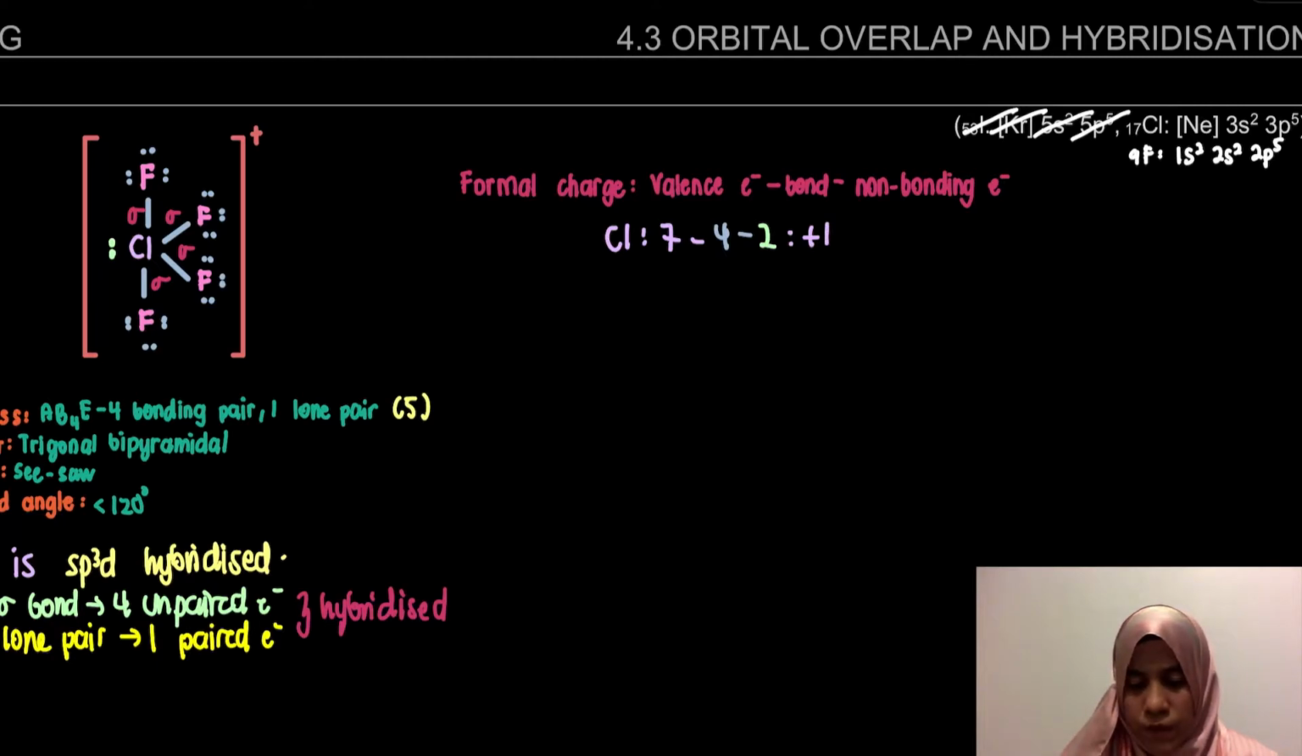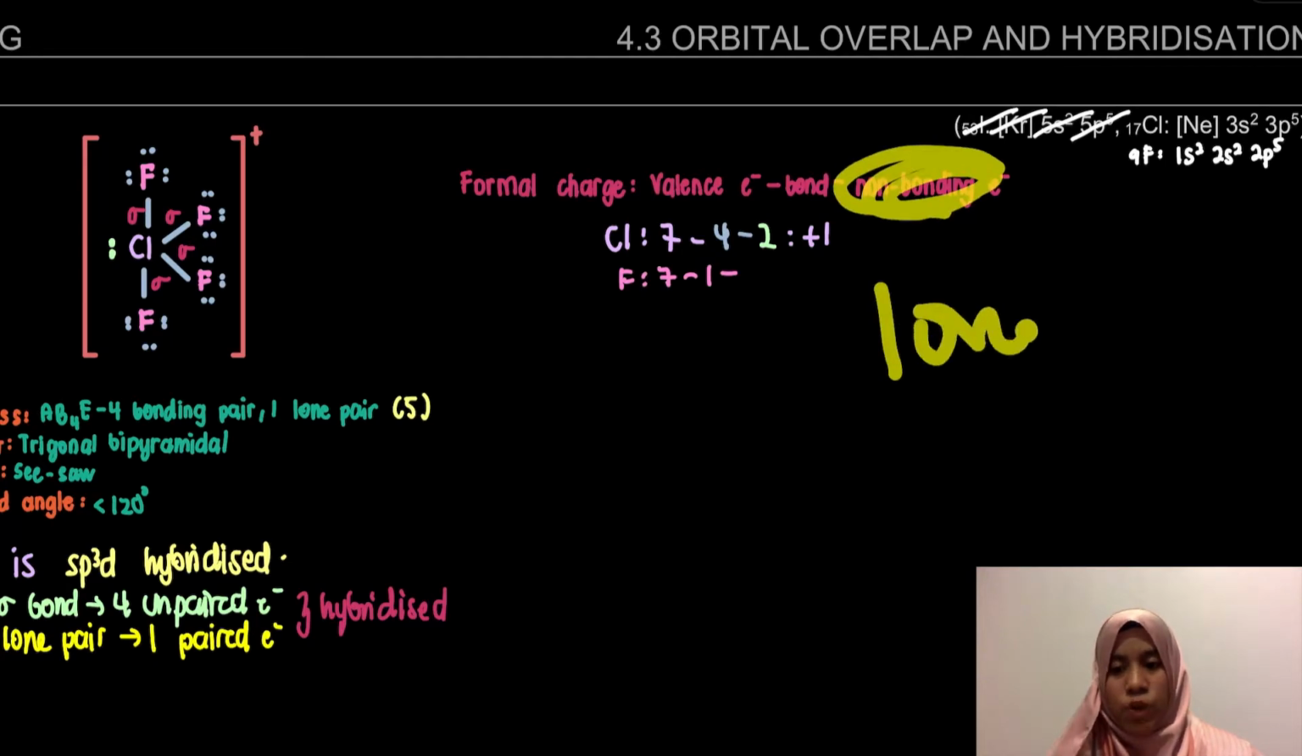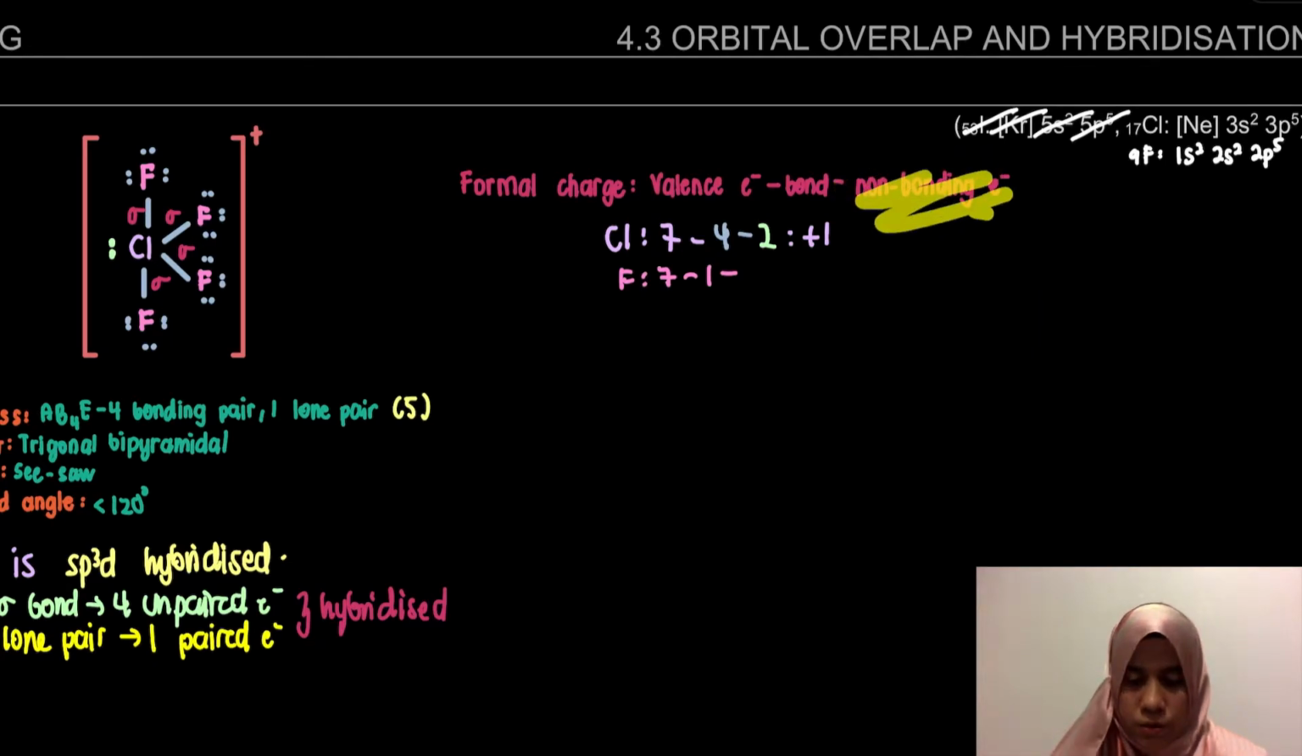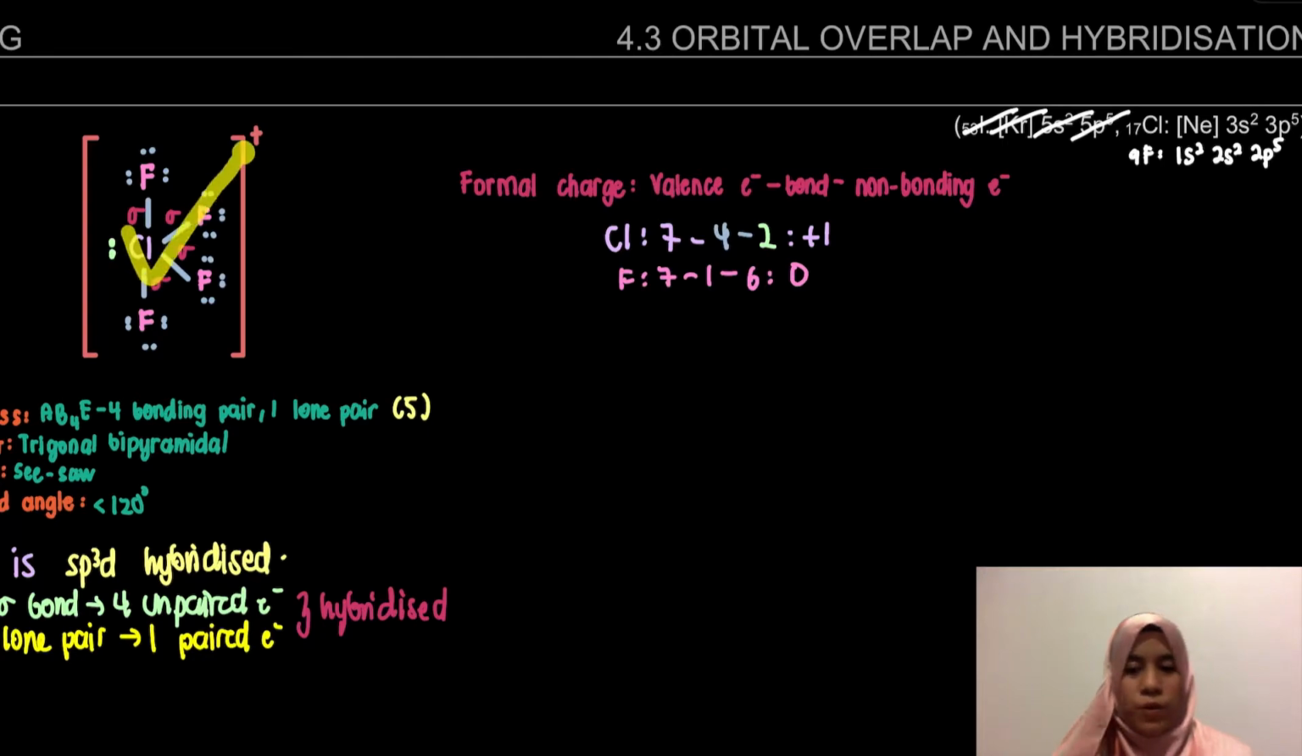How about our fluorine? Fluorine, dia ada 7 valence juga. Tapi fluorine ni ada 1 je bond. And then dia ada 6 non-bonding electron. 1, 2, 3, 4, 5, 6. Remember, yang ni non-bonding tau. Dia bukan berapa lone pair. Dia non-bonding electron. So, yang ni minus dengan 6. So, we get 0. So, from here, we know that chlorine is positive charge. Positive 1. So, bila kita buat ground state, excited state, hybridized state tu, kita tak boleh buat for chlorine.